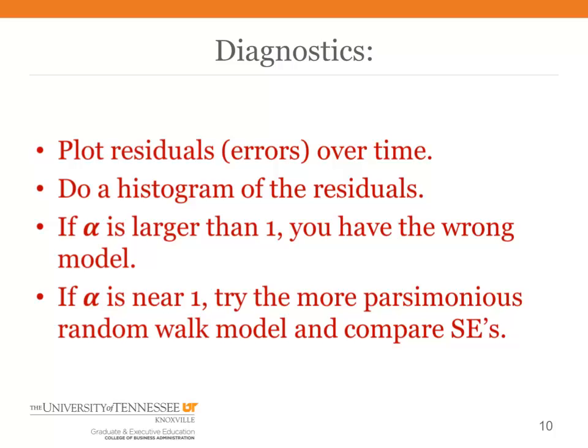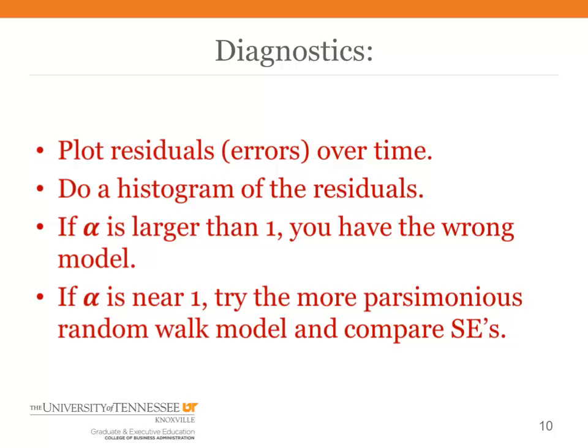You also want to do a histogram of the residuals, and what you would be looking for there is outliers, and also looking to see if the average error is near zero. If it's not, that means there's a systematic over forecast or under forecast going on. If the smoothing factor alpha turns out to be larger than 1, that means you got the wrong model, and we'll talk later about what the alternatives to that would be.